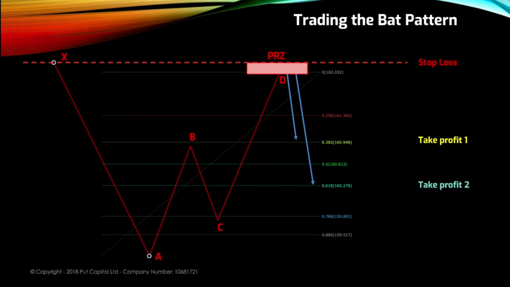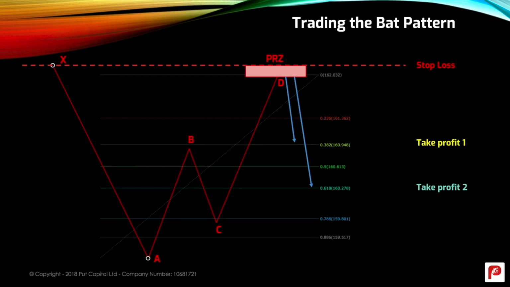So always ensure that you move your fibs to the redraw of the pattern to make sure that your take profit levels are still valid. Otherwise you will come down, it will literally just miss your take profit and then you'll miss out on the trade. I hope that's helpful, guys.